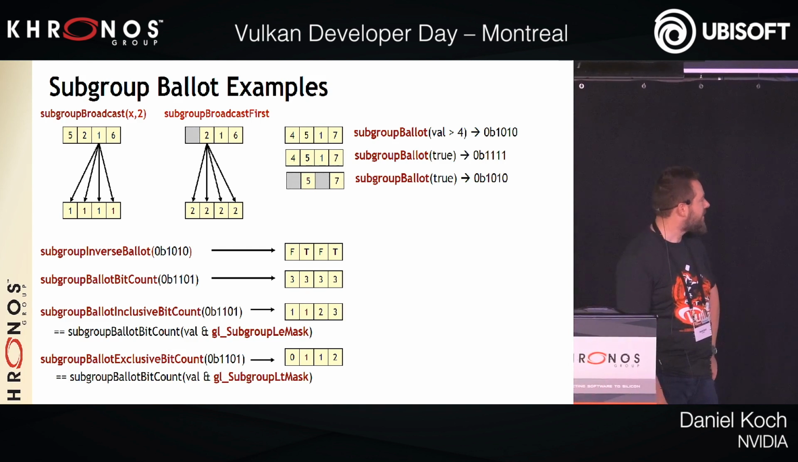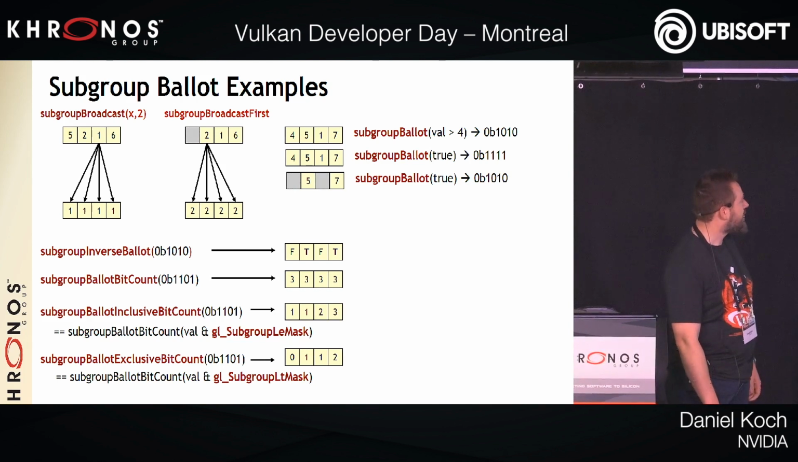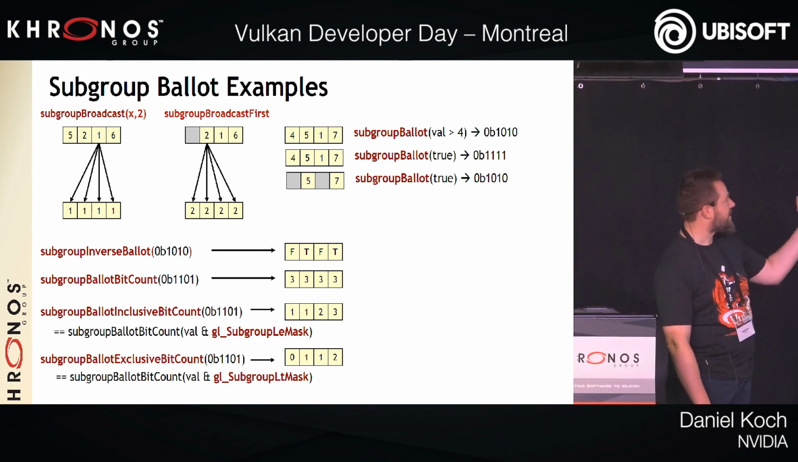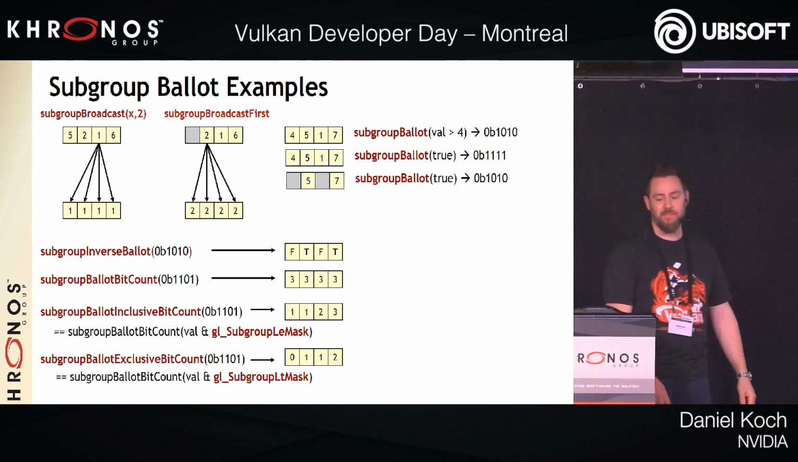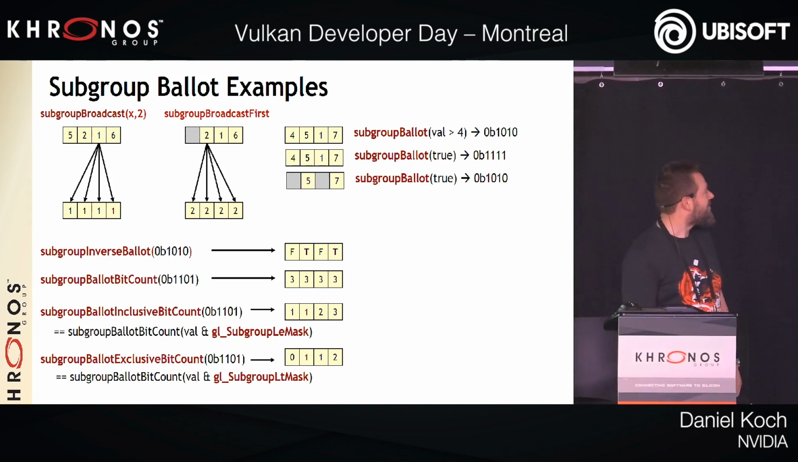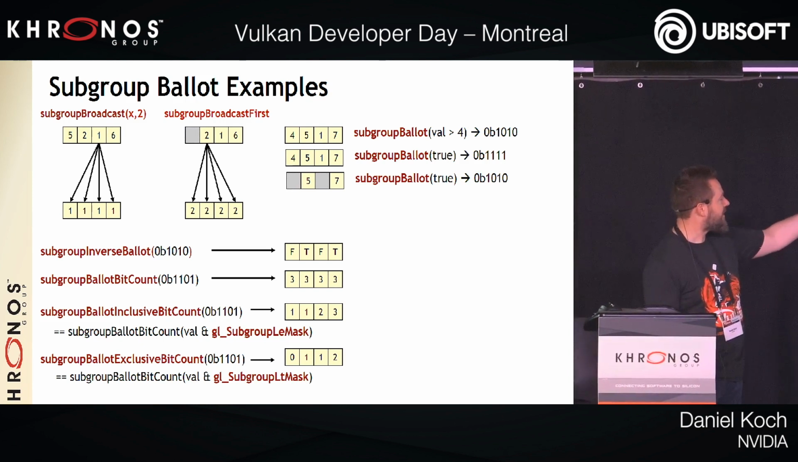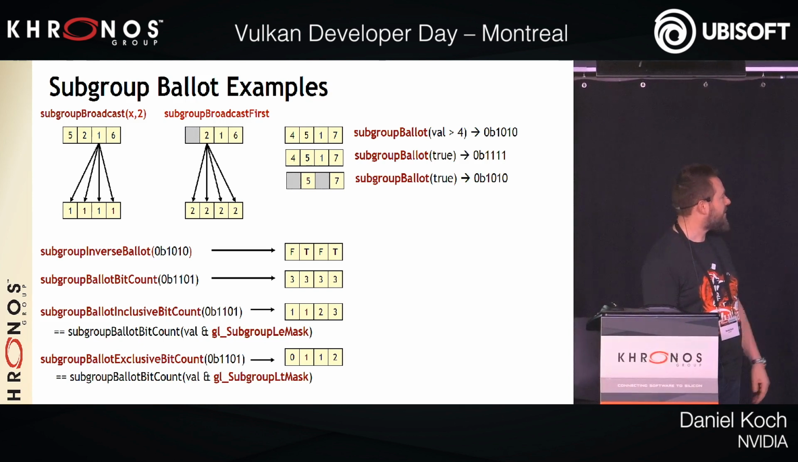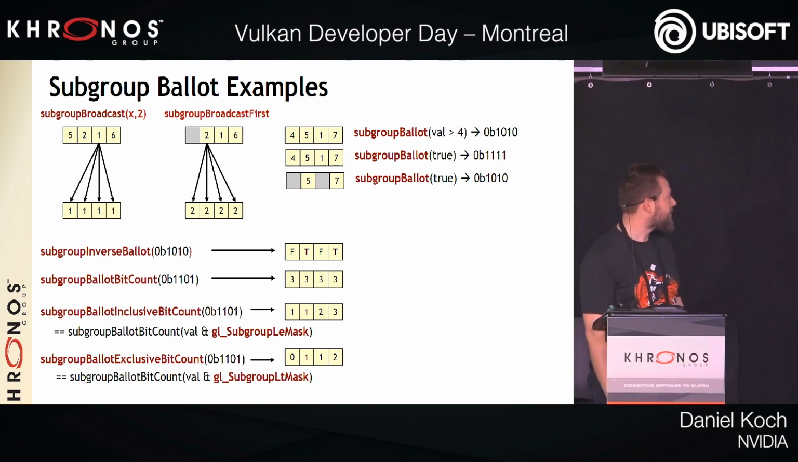The top right there, if you have the data 4, 5, 1, and 7, what does the subgroup ballot of value greater than 4 give you? It gives you a bit field of 1, 0, 1, 1. Just remember the bits are listed in the opposite order of my subgroup, so not confusing. Subgroup ballot of true shows you which threads are active. The middle one there, they're all active. The bottom one, only 2 invocations are active.